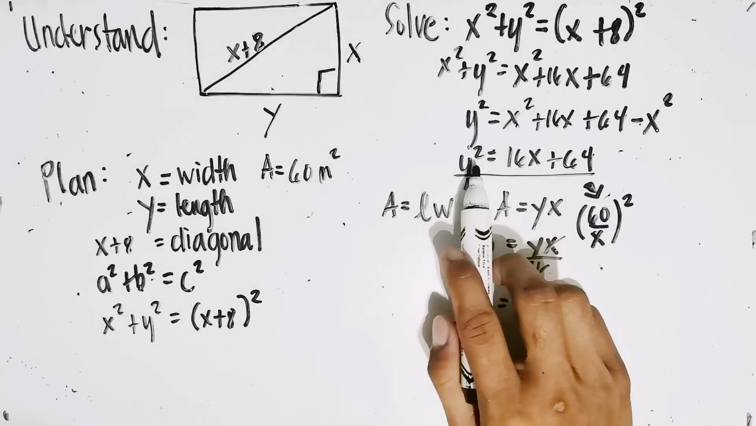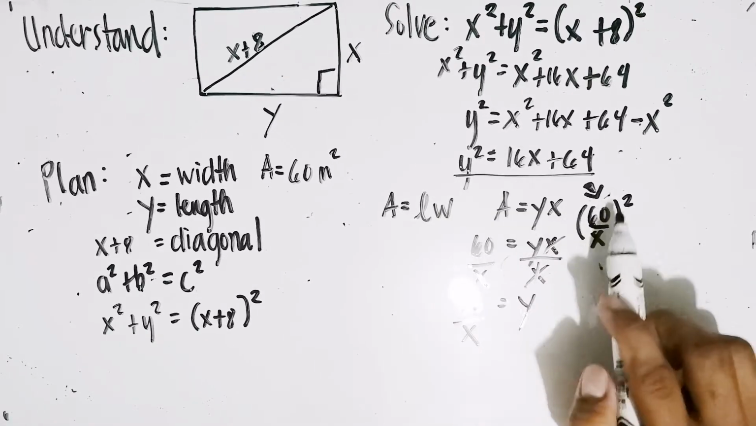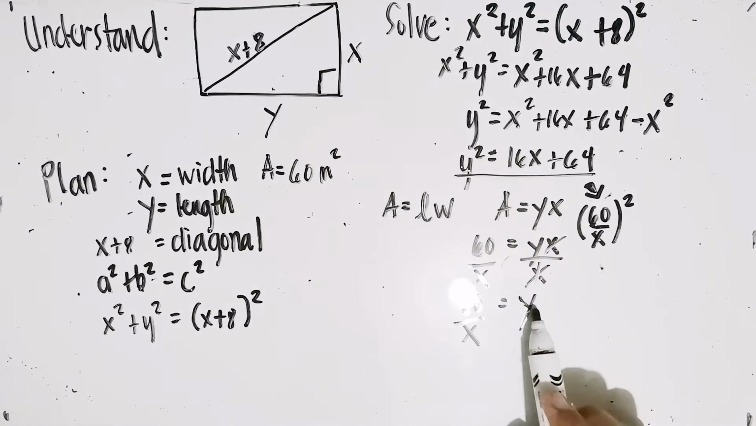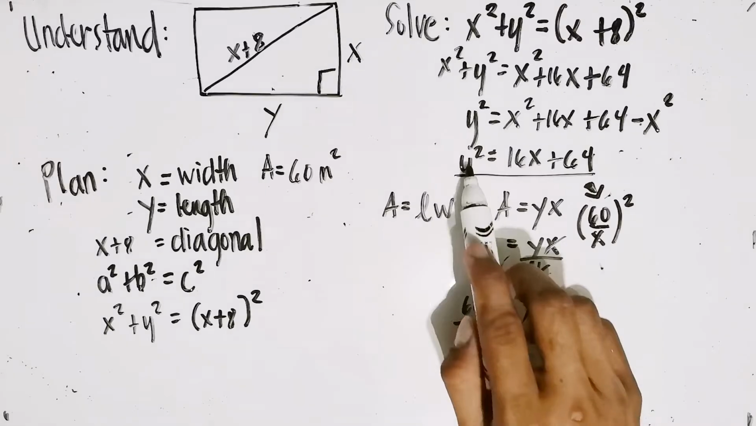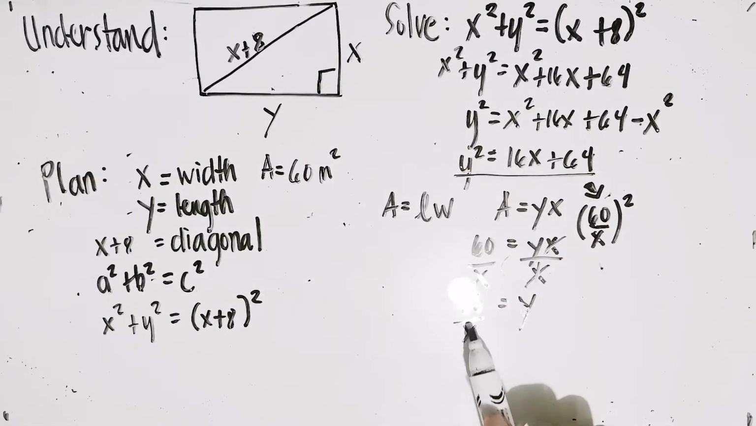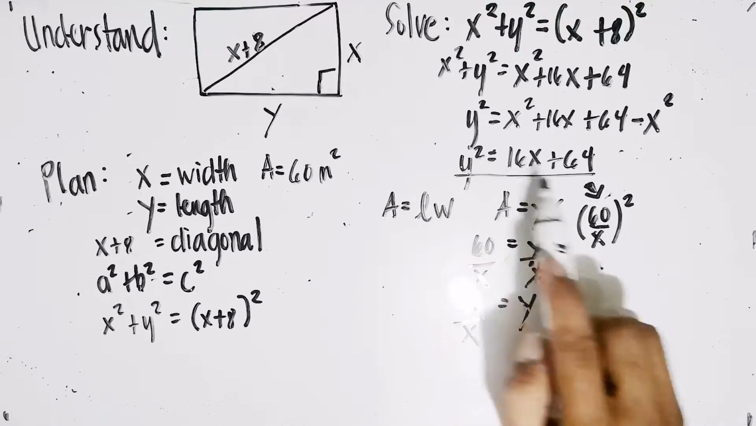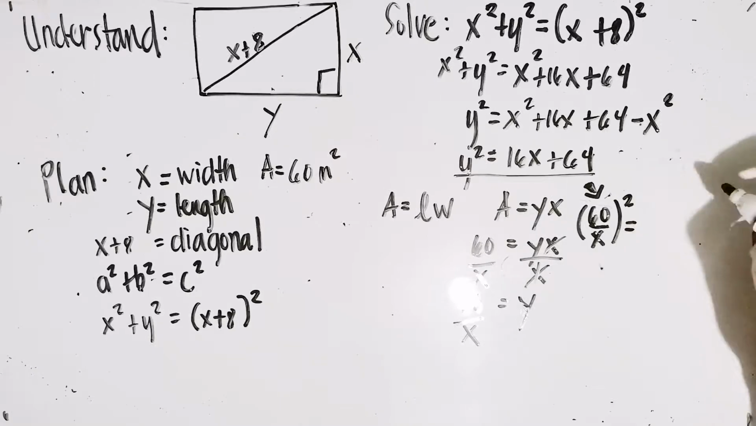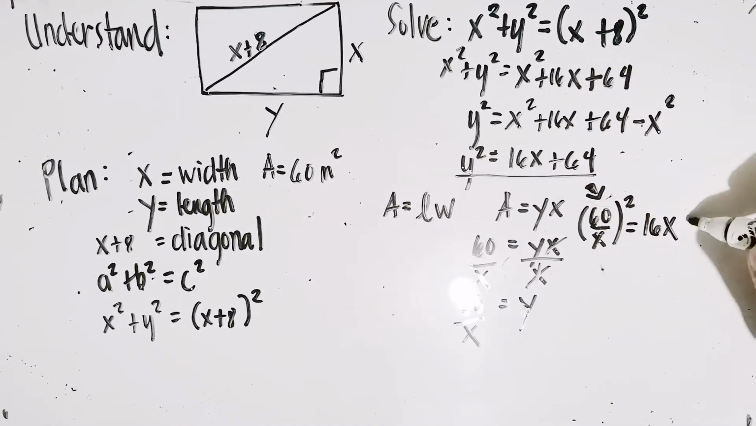squared. Again, our y squared is now 60 over x. Why? Because we have solved that y is equal to 60 over x. So our y here will be 60 over x. So 60 over x squared, that is here, 60 over x squared, is equal to 16x, copy this one, plus 64.